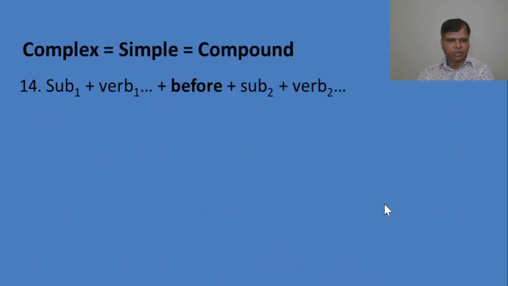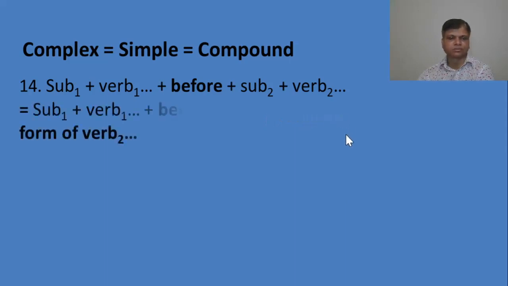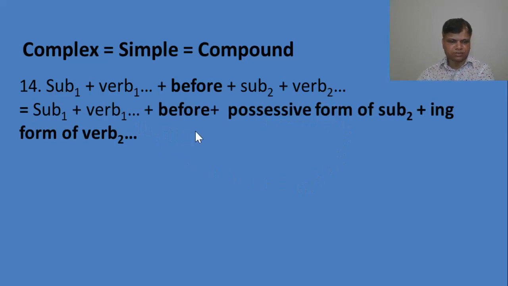Look at the 14th rule. Subject 1, verb 1, before subject 2, verb 2. Subject 1, verb 1, before possessive form of subject 2, ing form of verb 2. So look at the sentence first. Before is a subordinating conjunction, that's why it is a complex sentence. So the first clause is the independent clause, and the second clause is the dependent clause. Two clauses are joined here by before.